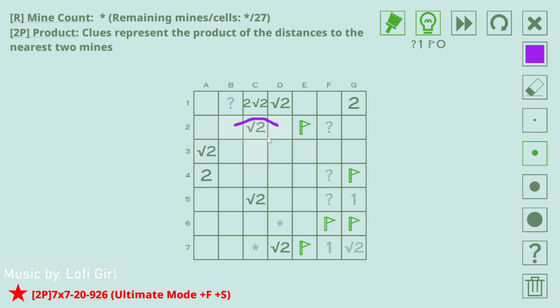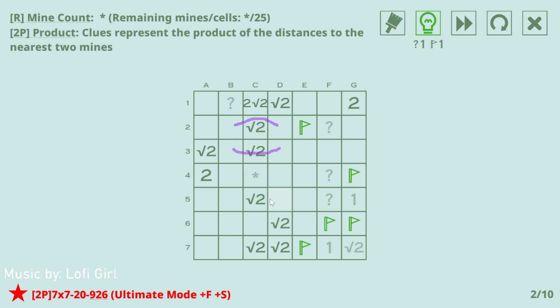Okay, so one of these is a mine, we already know that, so that's empty. And then again, at least one of these is a mine, so that's empty. One of these is a mine, so that's empty. This one is trivial. They're all trivial from here on out because of the 1. Okay, not really. But we're getting close.